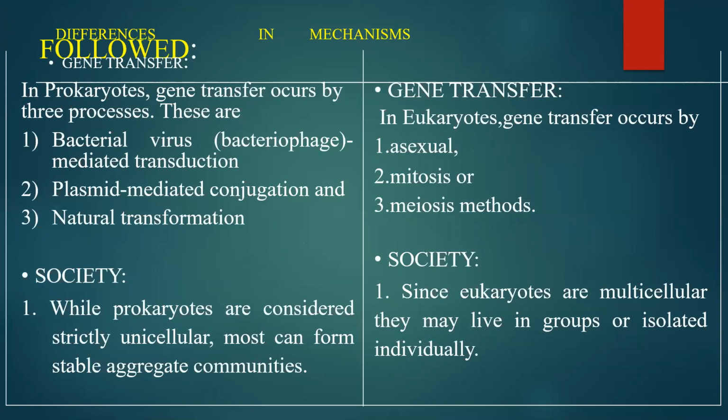Difference in the mechanisms followed for gene transfer. There is a lot of variation in the transfer of genetic material from one cell to another, or its reproduction. Mostly in prokaryotes, gene transfer can happen with the help of bacteriophage, that is, viruses, then plasmid-mediated, which we call conjugation, and natural transformation. I am not giving these in detail just now because it is a little higher and difficult to understand. Just remember that gene transfer in prokaryotes is by three means: plasmid, natural transformation, or with the help of bacterial viruses or bacteriophage.